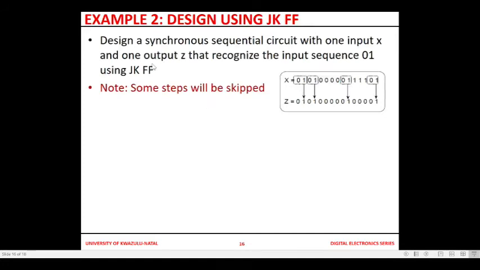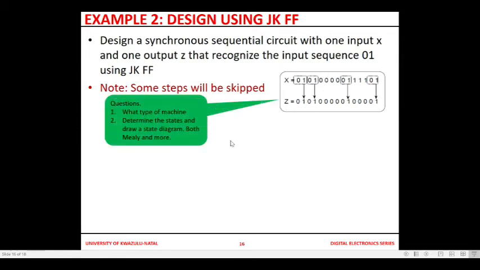For example, design a synchronous sequential circuit with one input X and one output Z that recognizes the input sequence 0, 1 using a JK flip-flop. There is your input. If it is 0, 1, output should be 1, like that. We will skip some steps.